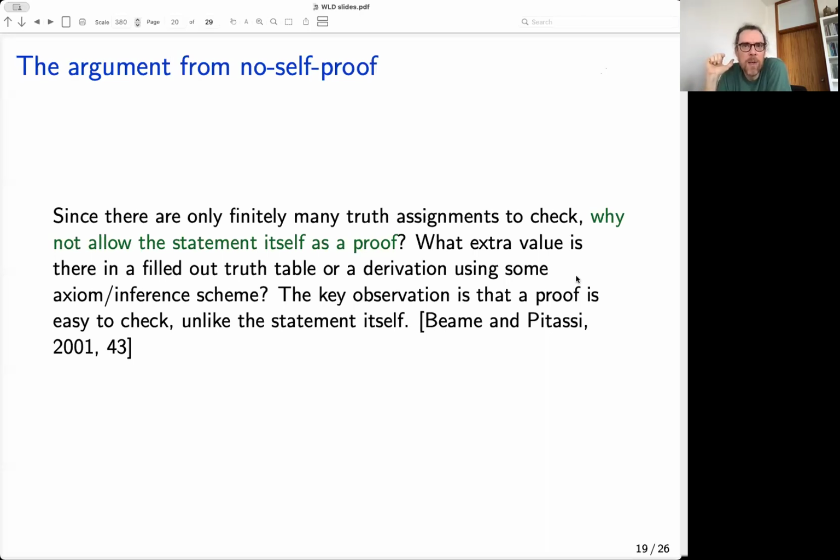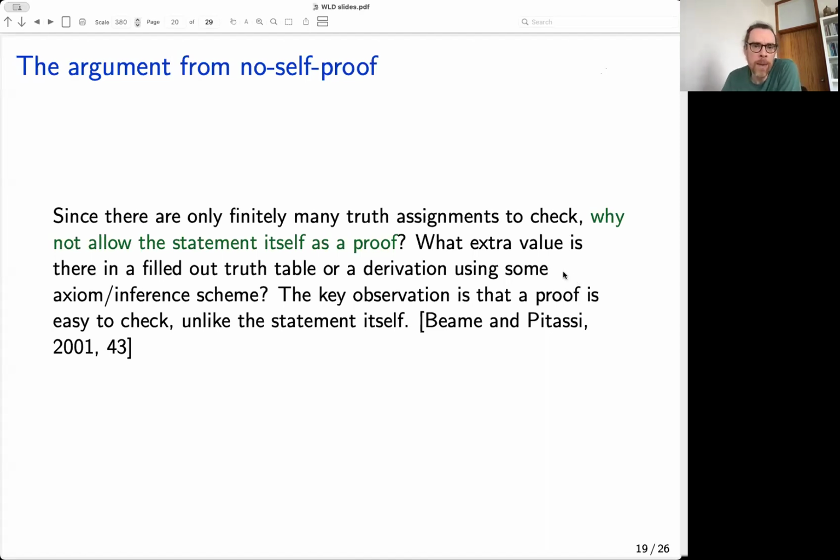So the argument is, intuitively, a formula of propositional logic all by itself should not be allowed to count as its own proof. And how are we going to rule that out? Well, we're going to say that the proof checking procedure has to be not merely an effective procedure, but it has to be polynomial. So let's consider that argument.